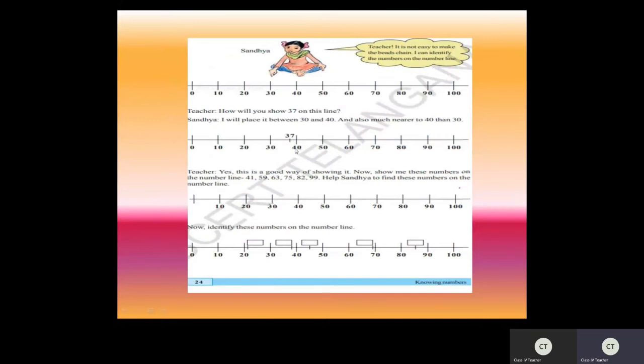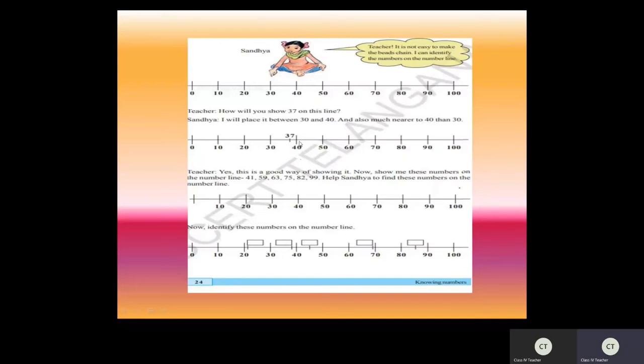So what is the nearer number here? Rounding off to the nearest. Okay, children, so that will be 37. The nearer number for 37 is 40. Why? Because you have very little gap between 37 and 40, so it becomes nearer. Rounding off to the tens and hundreds, I'll explain in a separate way, children. Just understand it. From 30 and 40, the nearer number will be 40.